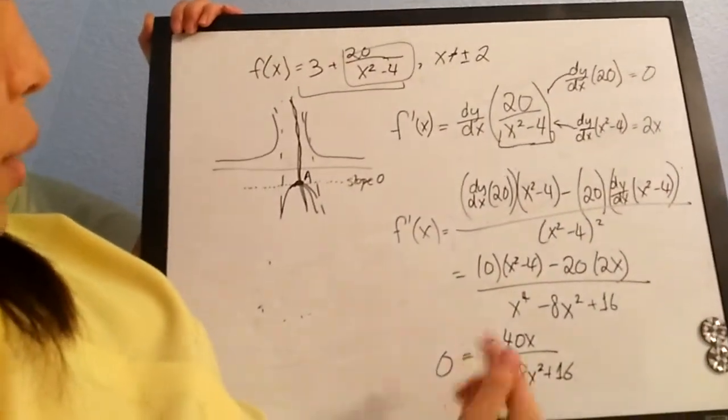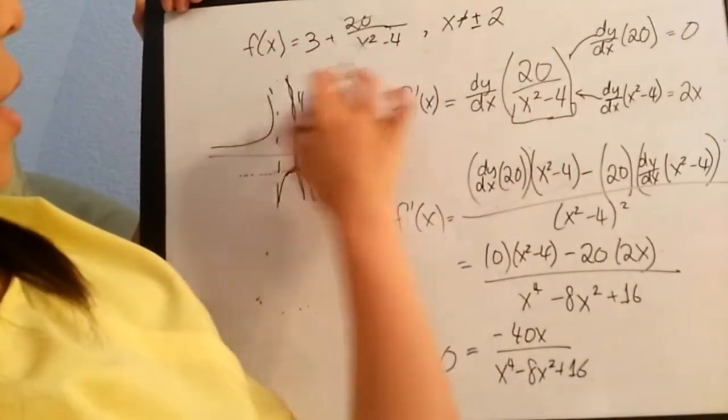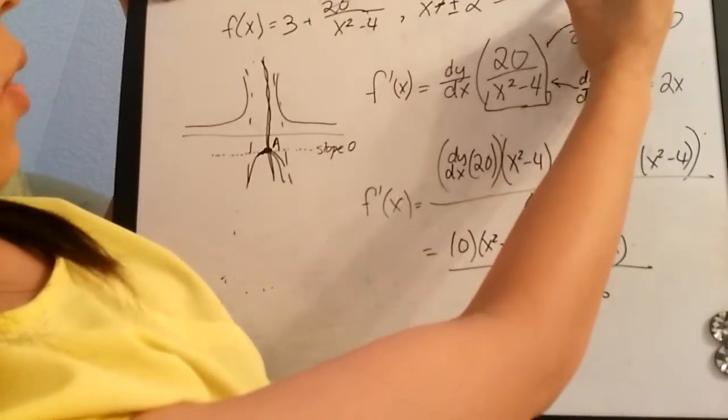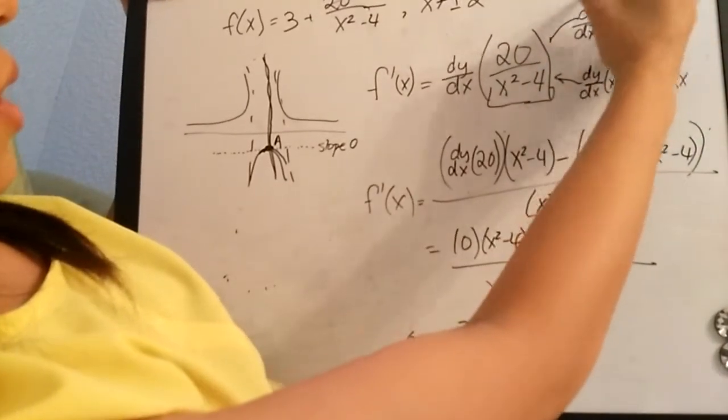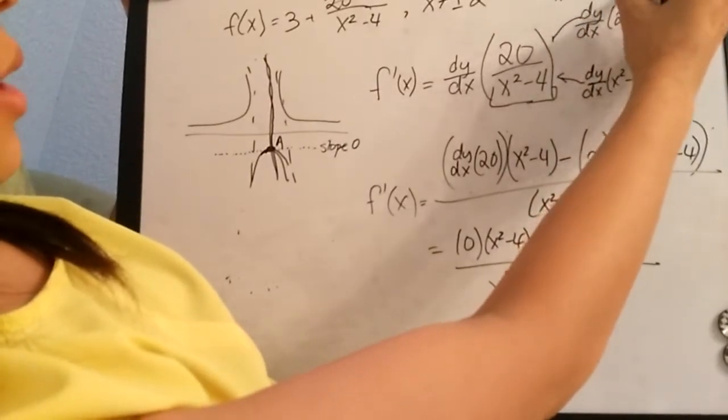We're going to keep the derivative over here so we know for next time that the derivative of this equation equals negative 40x over x to the 4th power minus 8x squared plus 16.